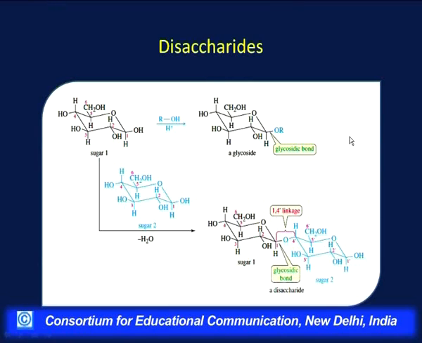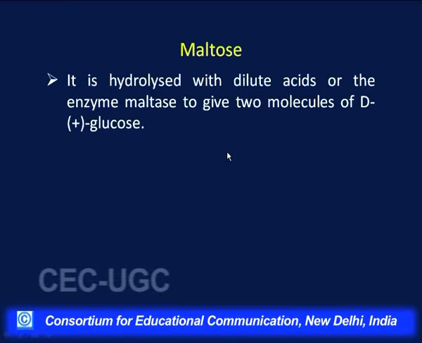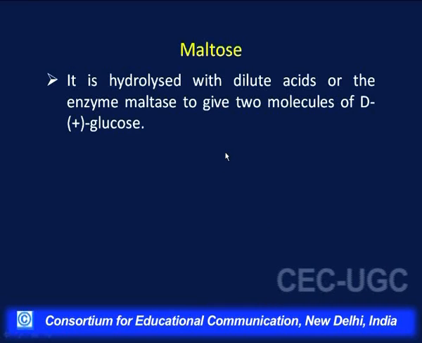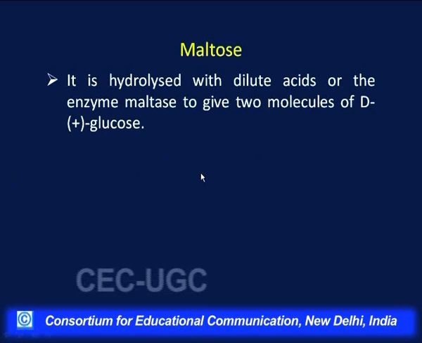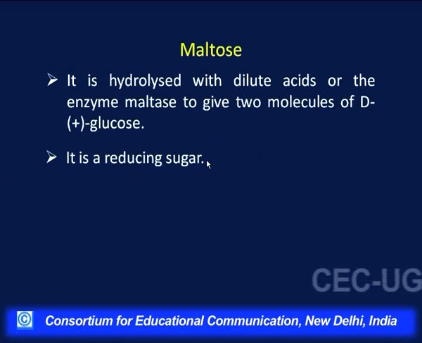So, this represents a disaccharide. Now, let us take up the example of some disaccharides. Maltose. Maltose is hydrolyzed with dilute acids or enzymes, that is maltase, to give us 2 molecules of D plus glucose. It means maltose consists of 2 D plus glucose units. It is a reducing sugar.